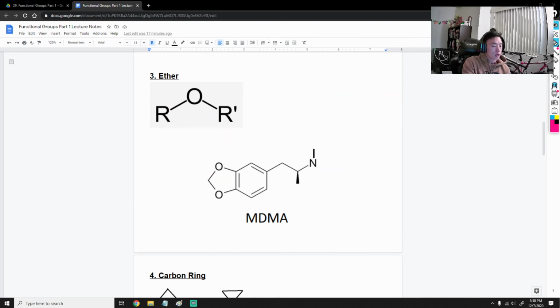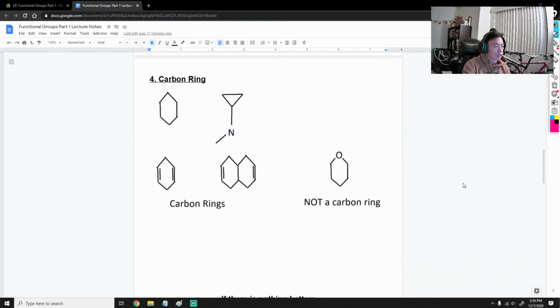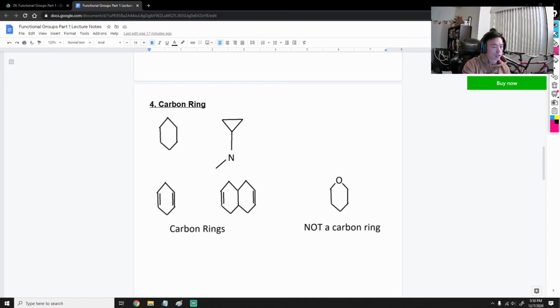All right, the next type of functional group we're going to look at is called a carbon ring. Now, a carbon ring, as you guys might guess, is a ring, right? Not just a circle, though. It's a closed shape made of carbons.